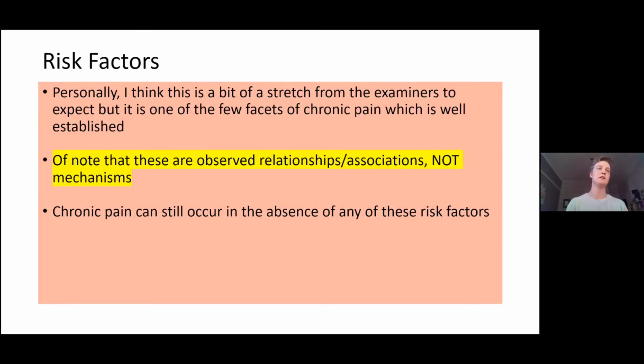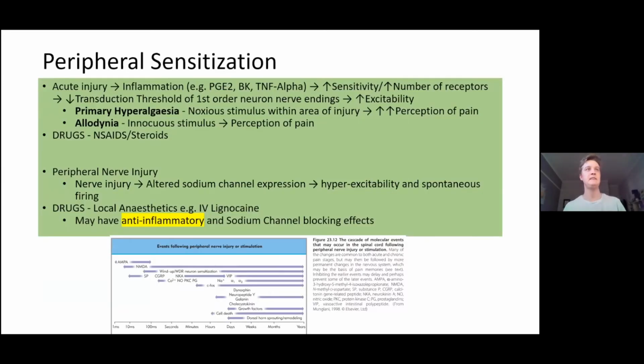And just for your own understanding, I would say that these are observed relationships or associations as opposed to mechanisms. These are over big patient groups, they know that there's a greater rate, but they don't always know why. And you can get chronic pain even if you're a male who doesn't smoke, who's never had pain before, etc.